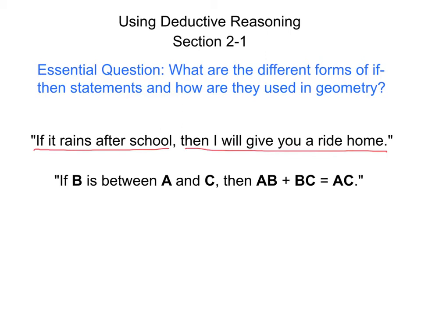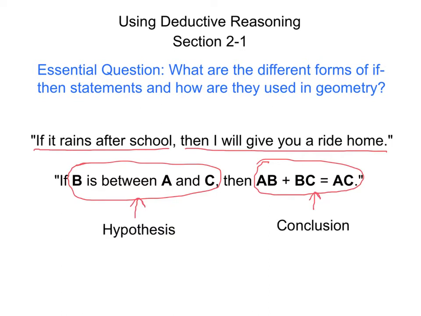Here's another example. This is more related to geometry. If B is between A and C, then AB plus BC equals AC. Again, notice we have an if portion, B is between A and C, and we have a then portion, AB plus BC equals AC. So remember, the if portion is the hypothesis, and the then portion is the conclusion. Now, if-then statements can also be referred to as conditional statements or simply conditionals.